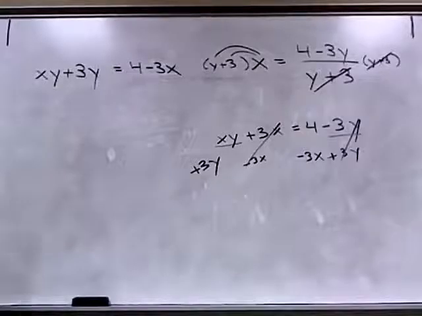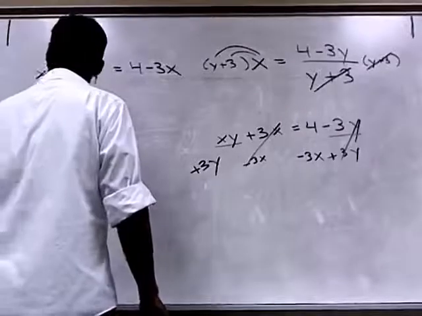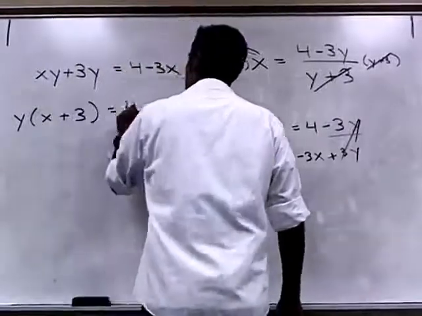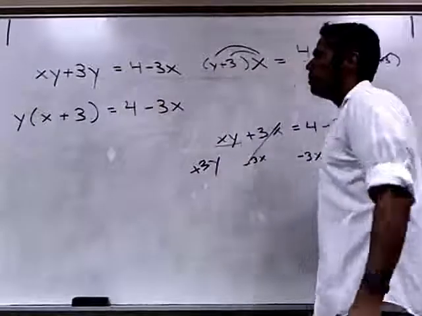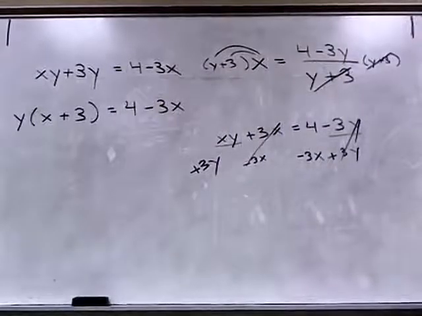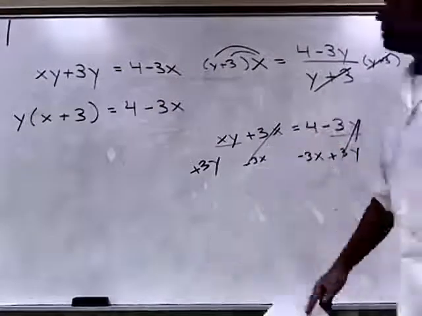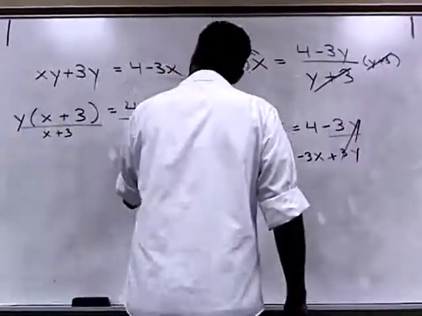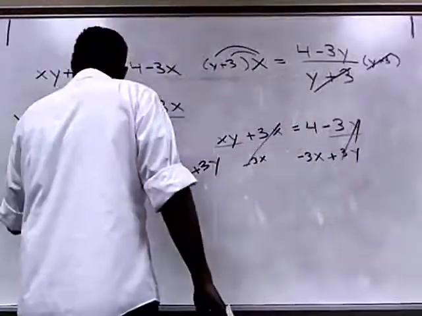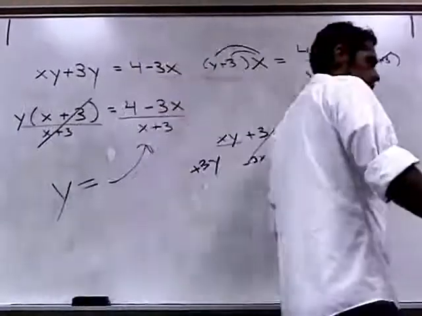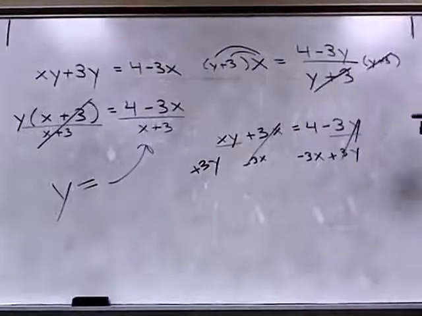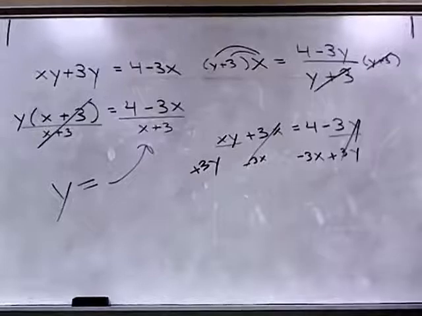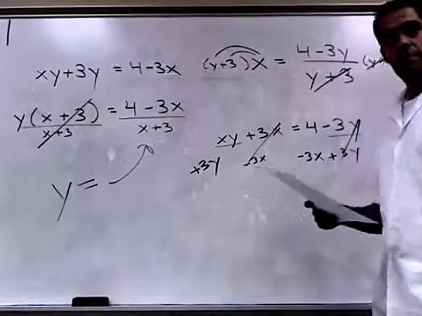Factor out a y. Factor a y out here, right? Like a GCF type thing. You're doing a GCF on the right side. You pull that y out, and now you divide through both sides by what? X plus 3. Y is equal to this, and that's it. Then you switch it from y to f inverse symbol. Questions?